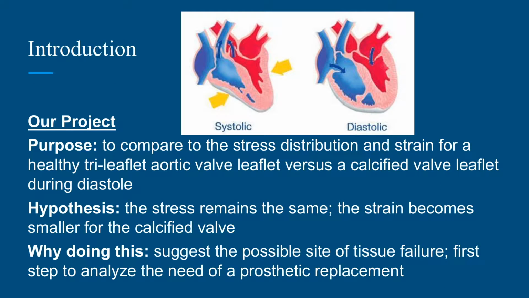The purpose of our project is to build a simulation model of a single leaflet of an ideal trileaflet valve using COMSOL and to compare the static stress and strain distribution on a healthy leaflet versus a calcified leaflet under diastolic pressure. Our hypothesis is that the stress remains the same because we assume the geometry of the valve doesn't change, and the strain becomes smaller for the calcified valve because it is stiffer. The result of our project would suggest a possible site of tissue failure, and it can be the first step to analyze the need of a prosthetic replacement for a patient.